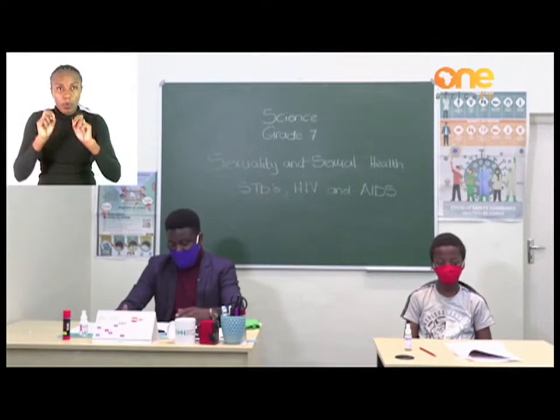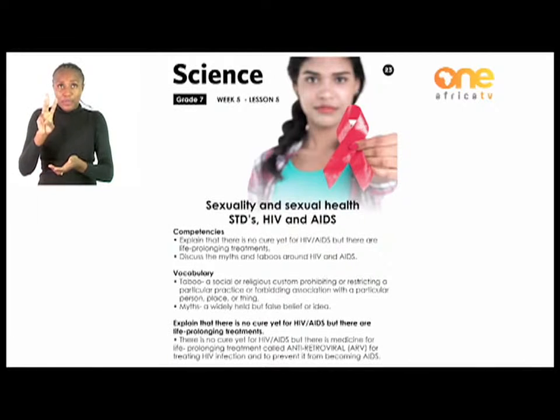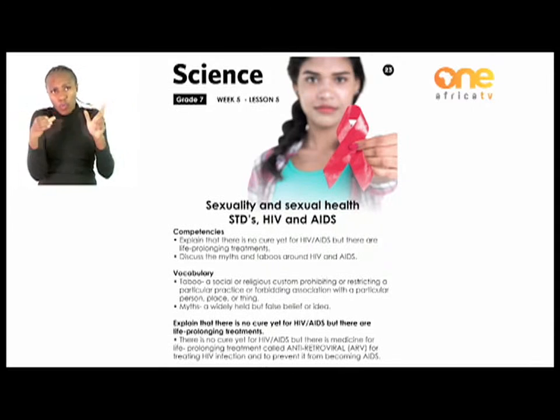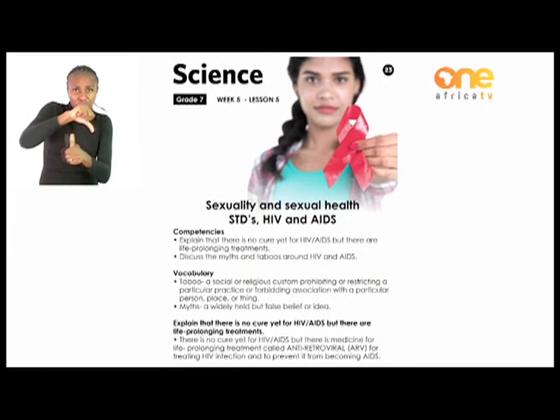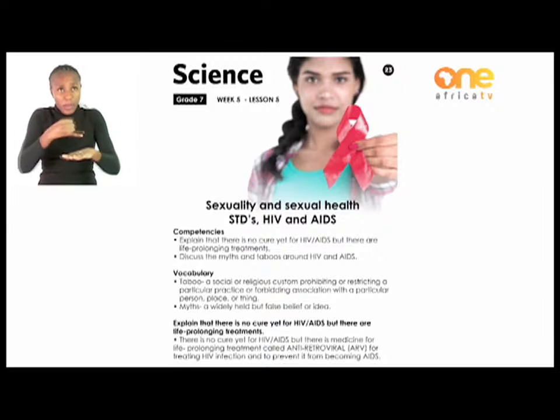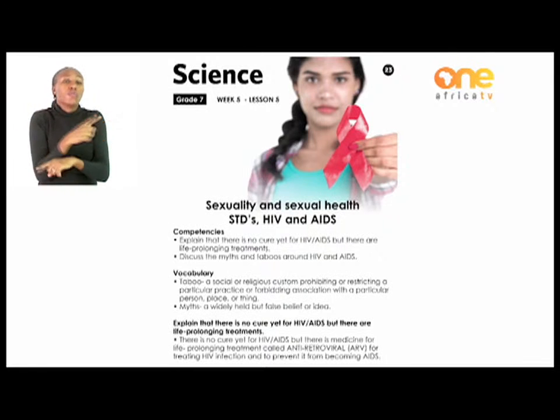Okay, learners, let's turn to page 23. Let's start with today's competencies. By the end of the lesson, you should be able to explain that there is no cure yet for HIV/AIDS, but there are life-prolonging treatments, and discuss the myths and the taboos around HIV and AIDS. Some of the words that we are going to encounter today are taboo, which simply means a social or religious custom prohibiting or restricting a particular practice or forbidding association with a particular person, place, or thing. And myth, a widely held but false belief or idea.